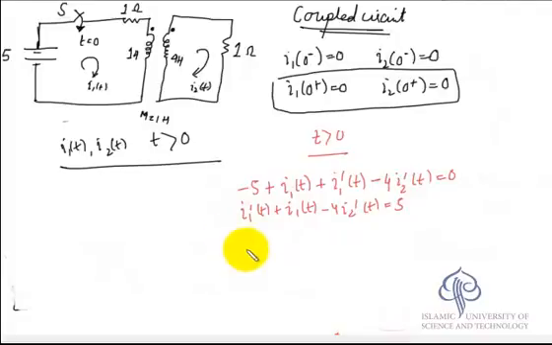The second equation is here, minus 4 in the second mesh, I1 dash t, the mutual inductance part, plus 4 I2 dash t, the self inductance part, plus I2t is equal to 0.